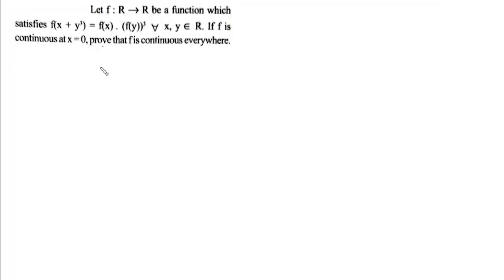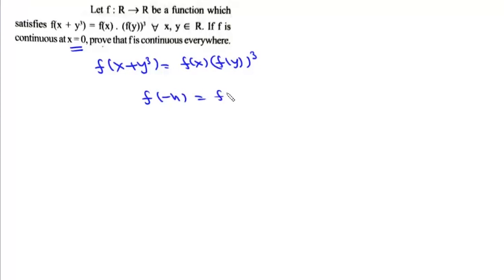Now here the question is, we are given that a function f is such that f(x plus y cube) is equal to f(x) into f(y cube), and if f is continuous at x equal to 0, prove that f is continuous everywhere. That means if f(minus h) is equal to f(h) is equal to f(0), then this function is continuous everywhere. What we'll do is, first we'll find the value of f(0). Now we'll put x and y as both 0.